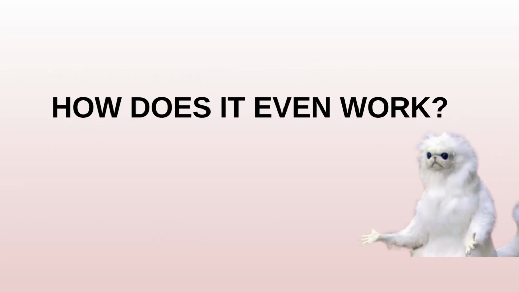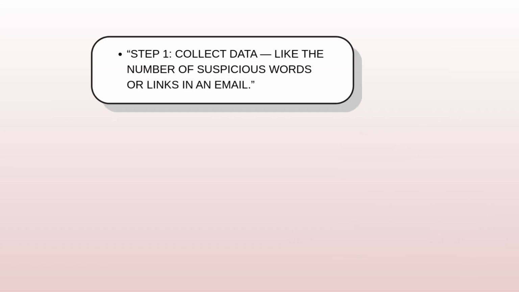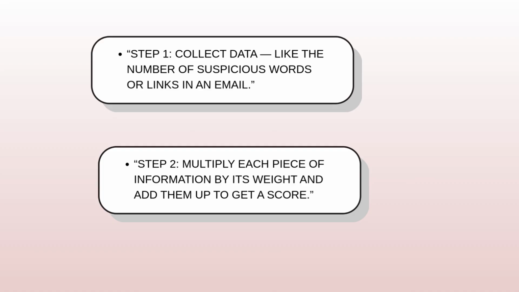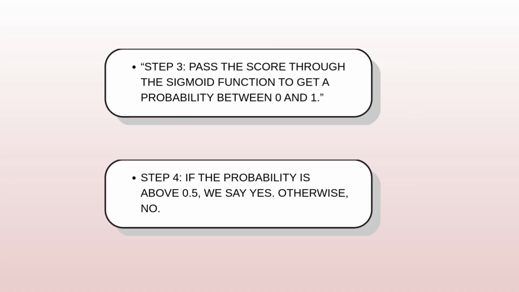And how does logistic regression work? Let's break it down step by step. Step 1. We collect information like how many suspicious words are in the email or if it has links. Step 2. We multiply each piece of information by its importance. These are called weights, and we add them up to get a raw score. Step 3. We pass that score through a magical function called sigmoid, which converts it into a probability between 0 and 1. Step 4. If the probability is above 0.5, we say yes, otherwise no.